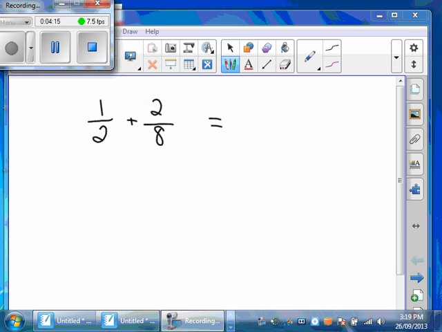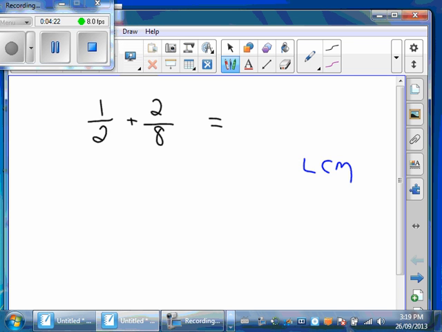Now let's take a look at one more example. We have 1/2 plus 2/8. Knowing what we know, we first have to find our lowest common multiple so that we can make our two denominators the same. In this case, you've got 2 and 8. We just skip count by 2: 2, 4, 6, 8. And I can actually stop right here because I've got 8 and I've got 8. 8 is a multiple of 8 because 8 is 8 times 1. It's the exact same thing.